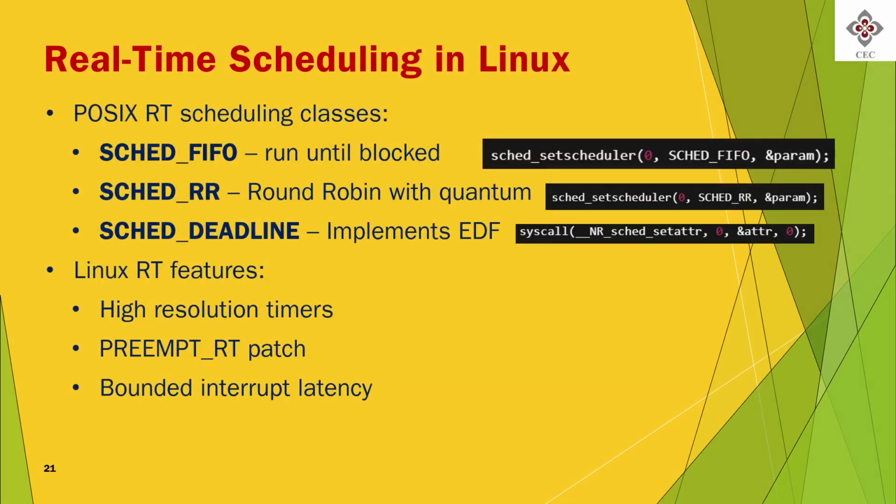So, how is this scheduling implemented in various operating systems, in Linux? We have routines for implementing real time scheduling by using the appropriate calls like SCHED_FIFO for first in first out, SCHED_RR for round robin, and SCHED_DEADLINE that implements the EDF algorithm which we discussed. So, by using the respective calls mentioned here. The Linux real time features offer high resolution timers, the PREEMPT_RT real time patch, and bounded interrupt latency. All these are features of the real time Linux operating system.